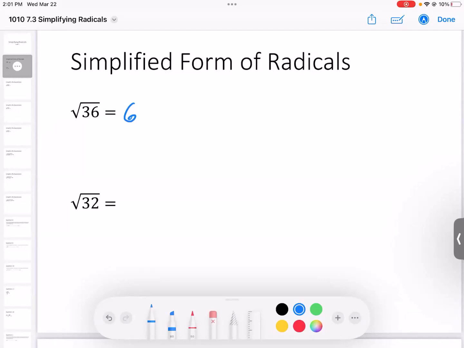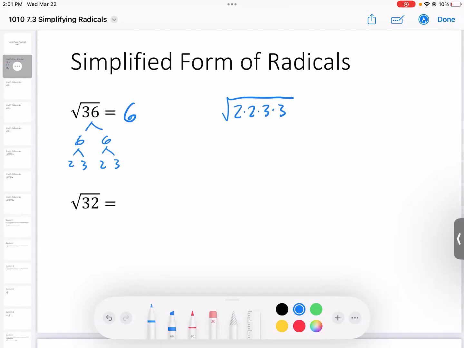One way that we could get this answer, though, is we could get 36 and break it down into its prime factors. So we could say 36 equals 6 times 6. 6 can be broken down into 2 times 3. And 6 can also be broken down into 2 times 3. So if I wrote out the square root of 36 in factorized form, I'd have 2 times 2 times 3 times 3.